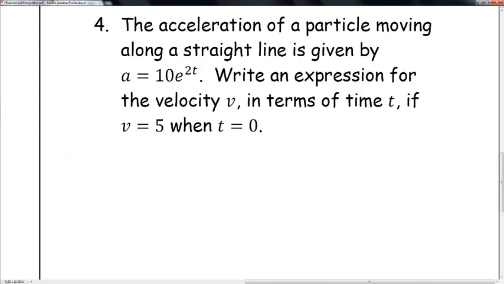All right, number 4, the acceleration of a particle moving along a straight line is given by a is equal to 10 times e to the 2t. Write an expression for the velocity, which is the antiderivative of acceleration, in terms of time t if velocity is 5 when t is 0. When they give you a coordinate, that means they want you to solve for c.